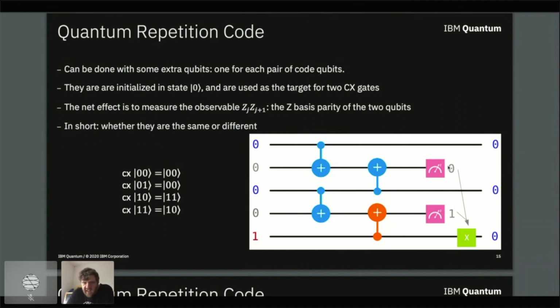And by taking that information, we can get some information about what might have happened. So by seeing that these 2 are the same and these 2 are different, by combining that information, we can see, well, okay, that means that this qubit is the odd one out. So let's flip it to undo the errors that have happened.